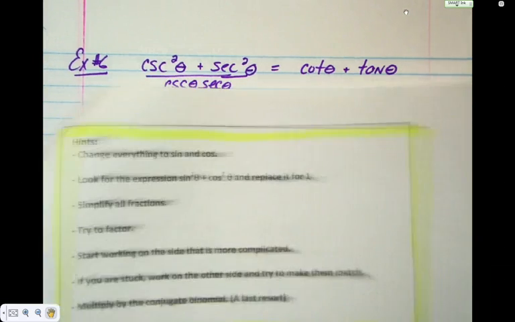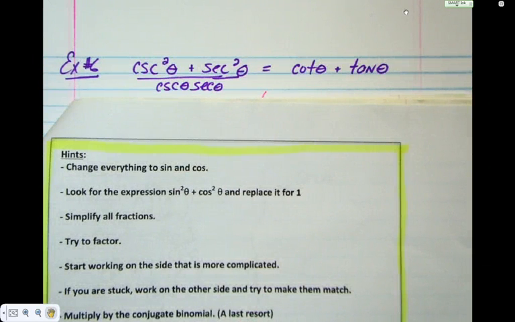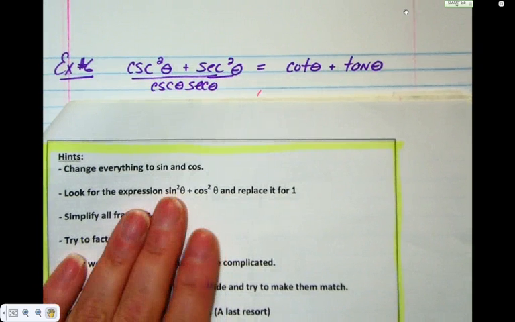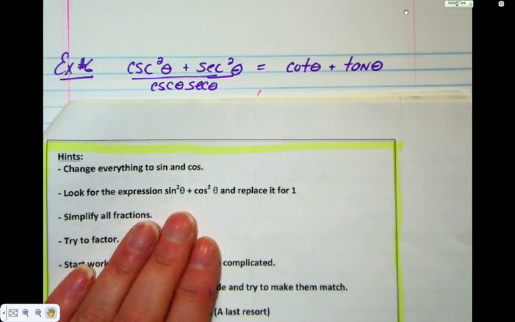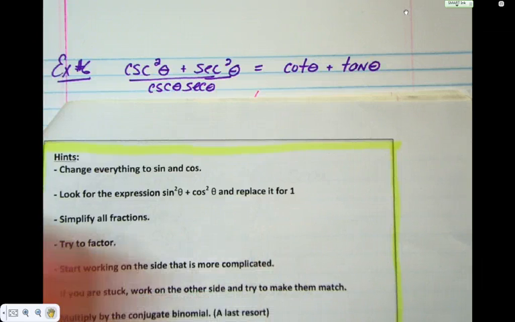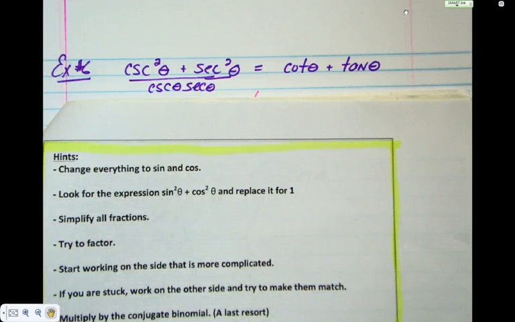Now I want you to have this hint box beside you in the notes. These are just hints. I can't tell you this is always going to work. It's just general things we go through. The first thing we like to do is change everything to sine and cos, because then we're dealing with 2 functions as opposed to 6 functions. We like to look for sine squared plus cos squared, because we know that reduces down to 1. We simplify fractions. We try to factor. We work on the more complicated side. But again, you can't just follow these step by step and think it's magically going to work all the time.